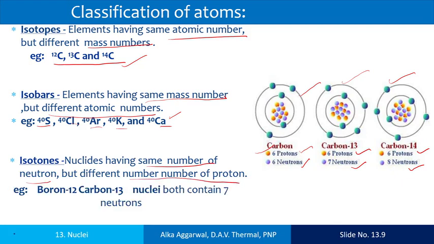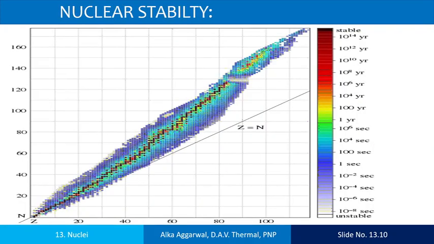Isotones are the nuclides having the same number of neutrons but a different number of protons. For example, boron 12 and carbon 13 both contain 7 neutrons. But in this case, the number of protons is 5 and the number of protons in the case of carbon is 6. So these are isotones.